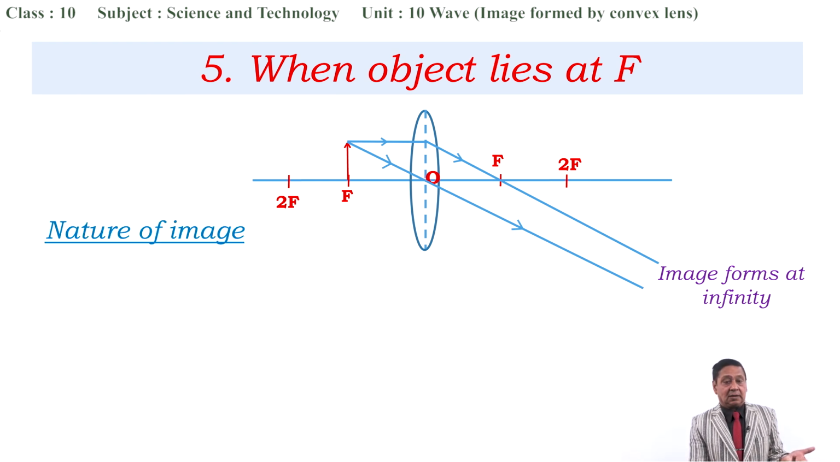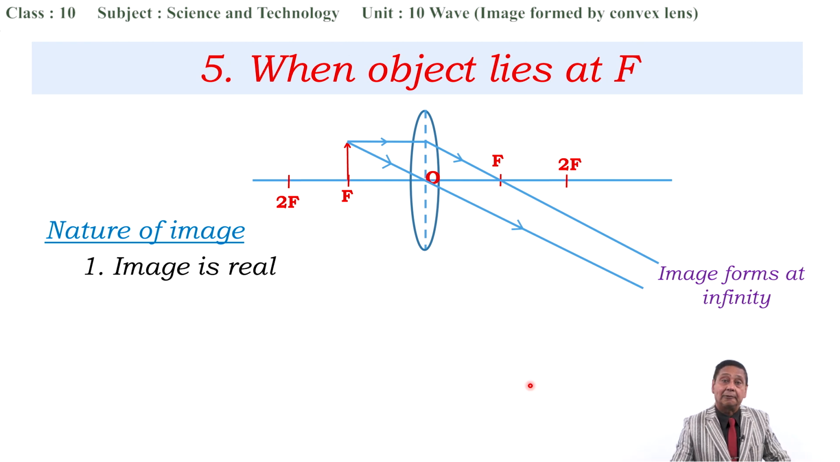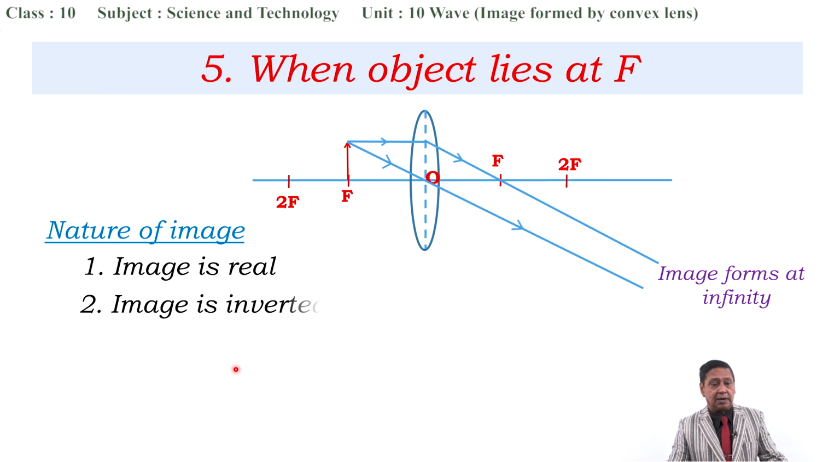Nature of image, real or virtual? Real, they are intersecting at infinity and the image forms. Really intersecting after the refraction, that's why the image is real. And a real image is inverted, that's why it is inverted. It is not seen here, but if we produce these three principal axis and these two rays of light, then we can see it at infinity, inverted.